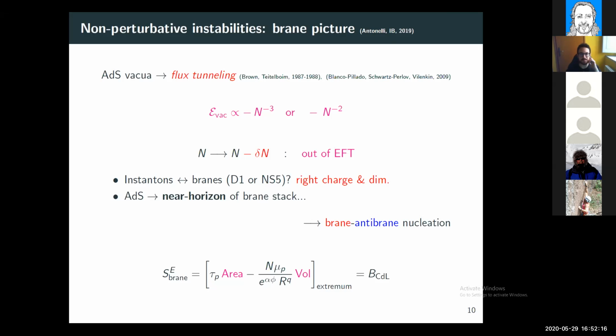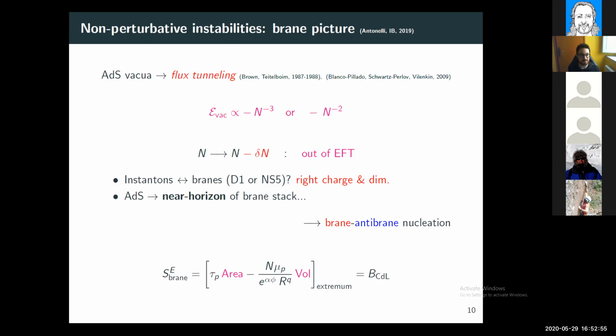And this is why we tried to develop this brane picture. The basic intuition is that these bubbles have exactly the right dimensions and charges to correspond to the actual fundamental branes of these theories, namely D1 branes or Neveu-Schwarz 5 branes. So this is already a nice hint. And then there is the observation that, at least in the known cases, this type of flux AdS geometries generally correspond to near horizon geometries of some kind of extremal object.